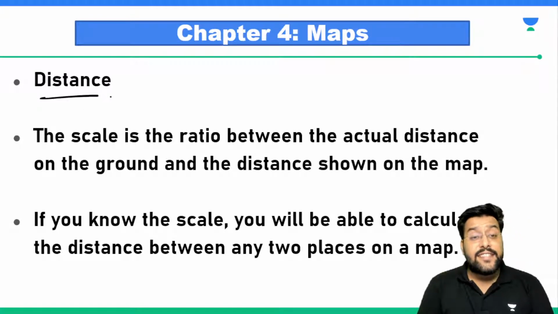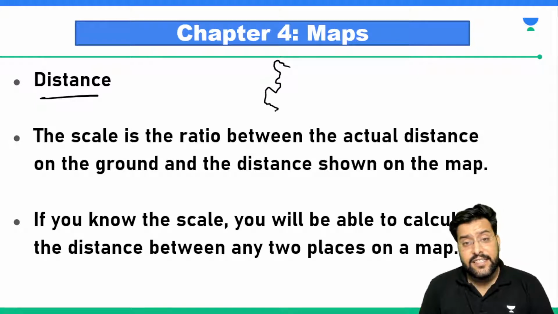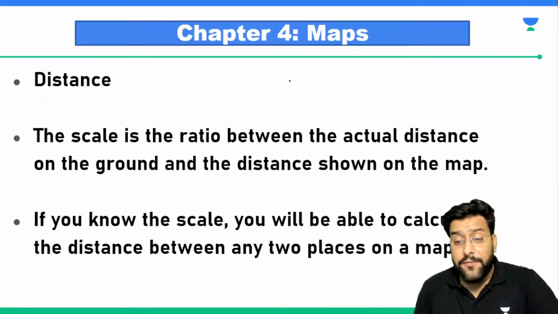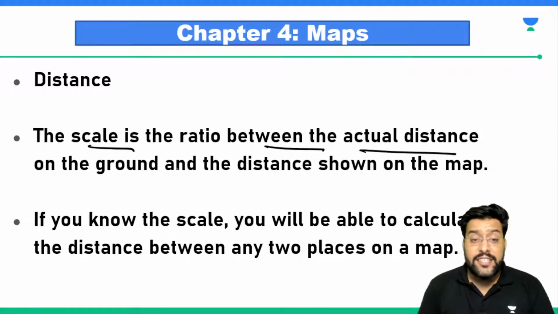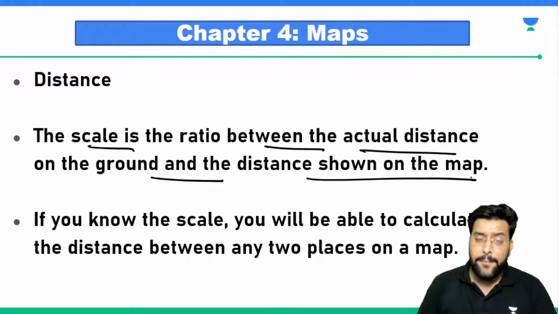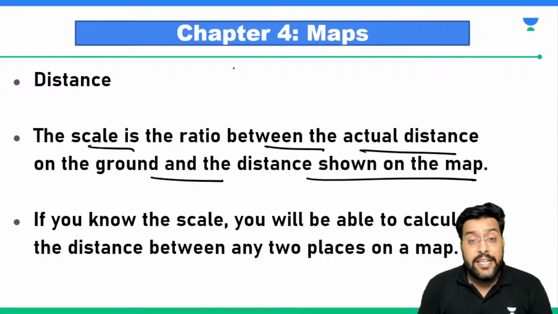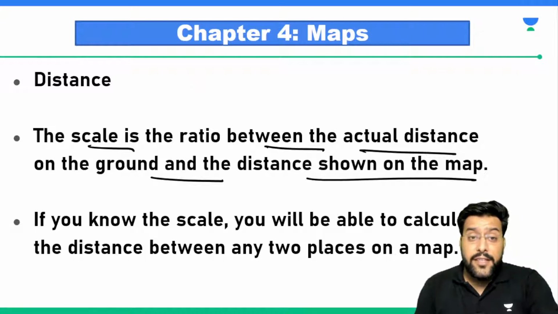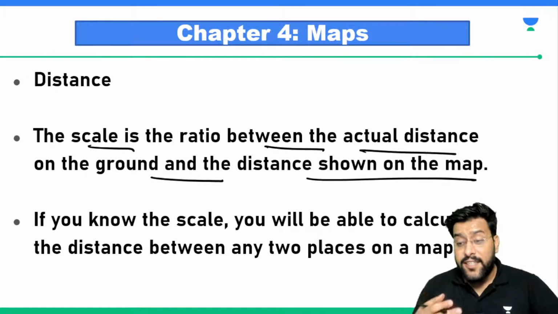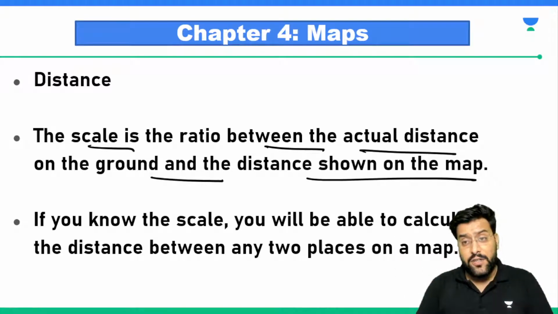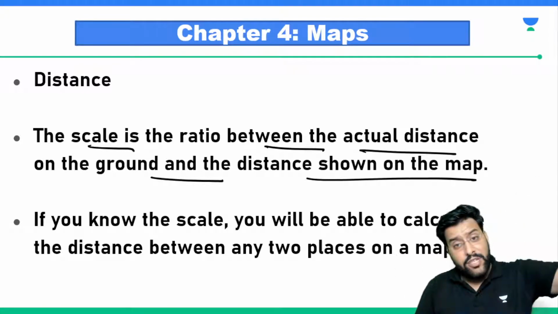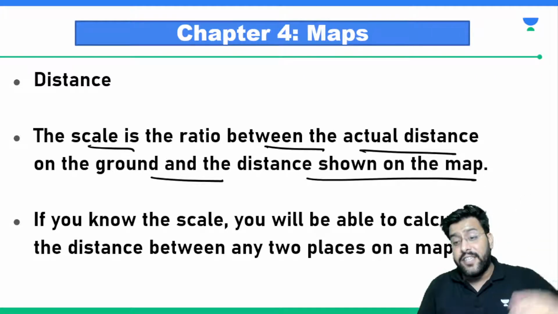Then we have distance. So while we are drawing a map, we have to represent certain distance. So what we do is we mark something known as a scale. Scale is a ratio between actual distance on the ground and distance shown on the map. For example, if we are making a large map of a country, the northern to southern stretch of India is more than 3000 kilometers, right or wrong? So if you move from North India to South India, the distance you cover is more than 3000 kilometers.